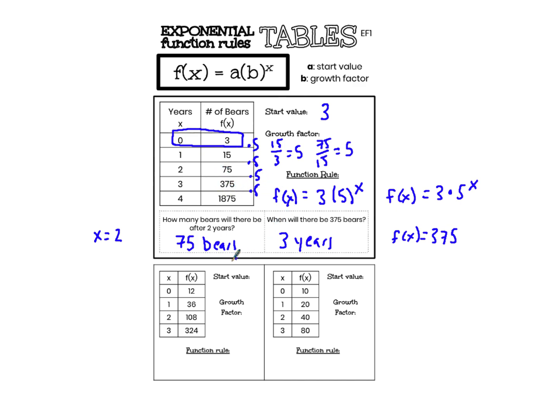Let's do some more practice. So in this table, I'm looking for the start value. That's the value of f of x when x is 0. For this table, the start value is 12.